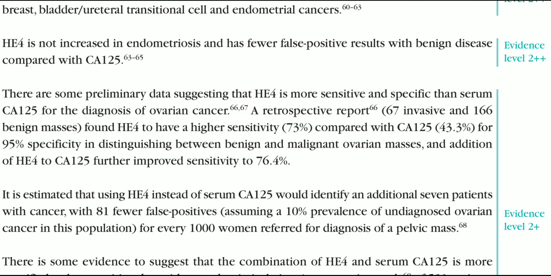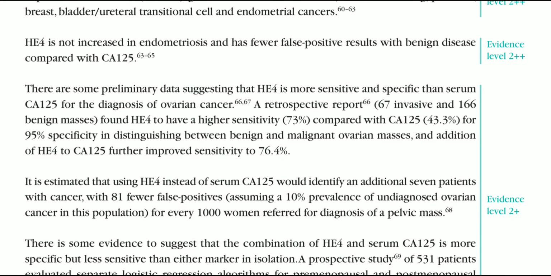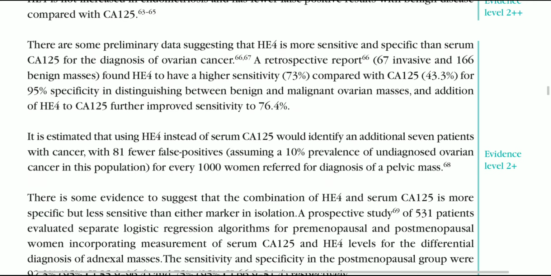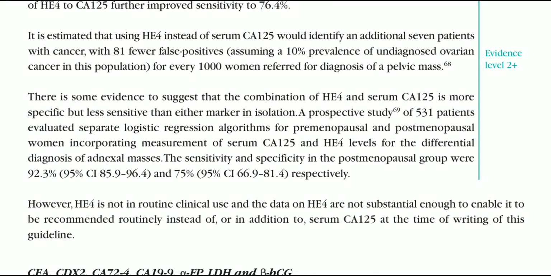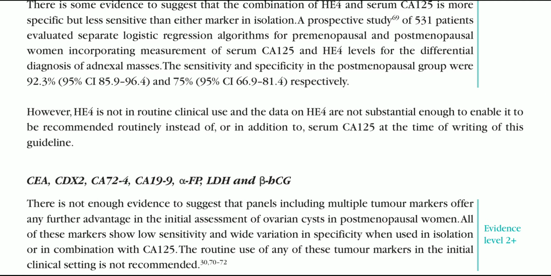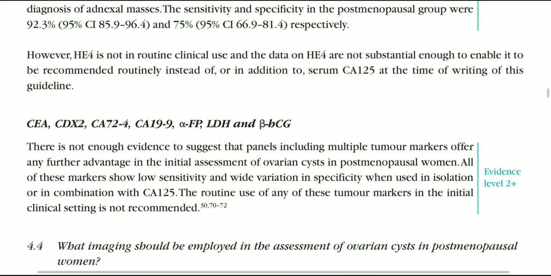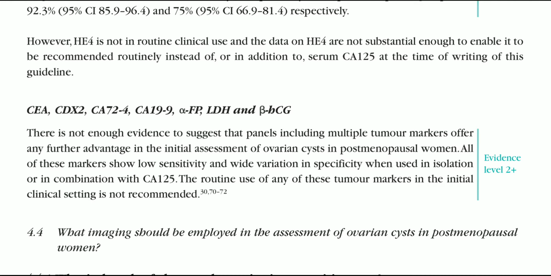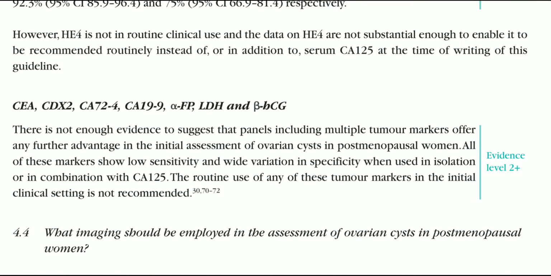For 95% specificity in distinguishing between benign and malignant ovarian tumor, and addition of the HE4 and CA-125 improved sensitivity to 76.4%. Okay. However, it is also written that HE4 is not in routine clinical use, and the data on HE4 are not substantial enough to enable it to be recommended for routine use. Okay, now there is not enough evidence to suggest that the panel, including multiple tumor markers, offers any further advantage in initial assessment of ovarian cysts in postmenopausal women.